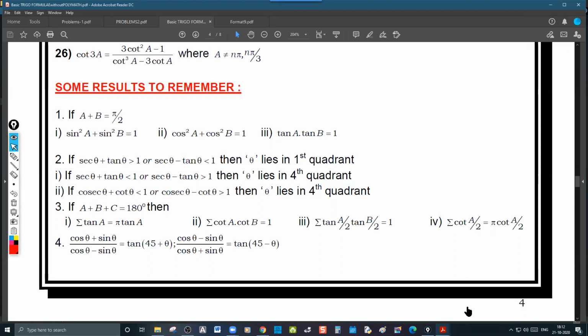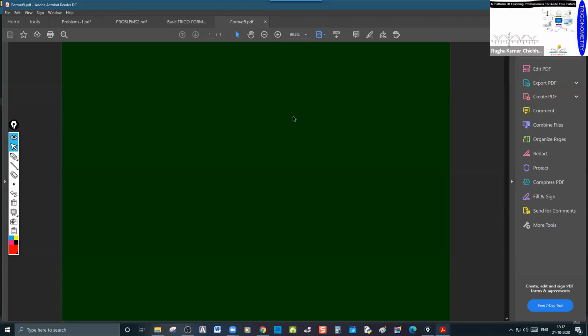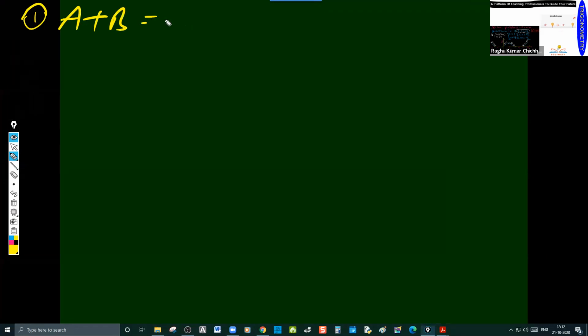Now, let us understand how this is derived. Yes, now I'm deriving that. Just understand this. Very simple. You follow this carefully and keenly. See, first one is a plus b is equal to pi by 2.